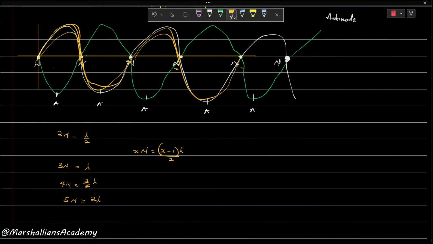Imagine a wave has 7 nodes. Then how many wavelengths does it have? It's going to have 7 minus 1 wavelength, which is 6 wavelengths over 2, which is going to be 3 wavelengths.